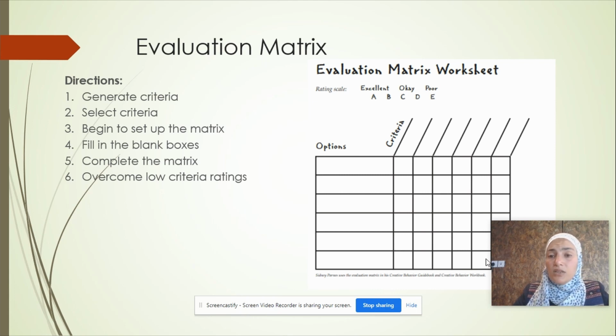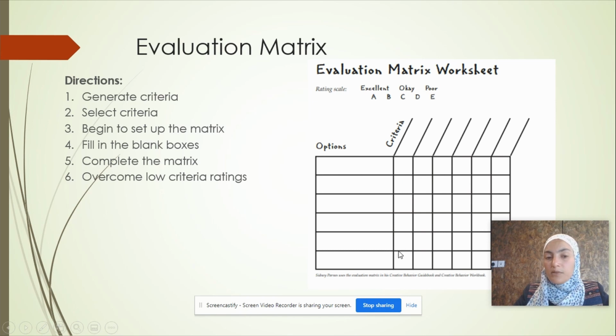Notice here that the evaluation matrix has the criteria here and the options here. So we start writing the options here and the criteria here, and we start to complete the matrix. For example, from A to E: A is excellent and E is poor. So they start evaluating each option.